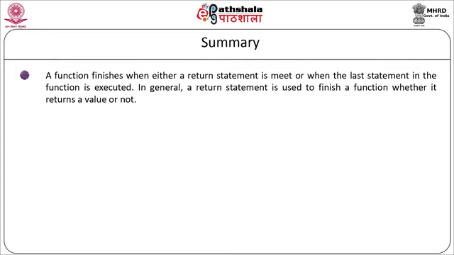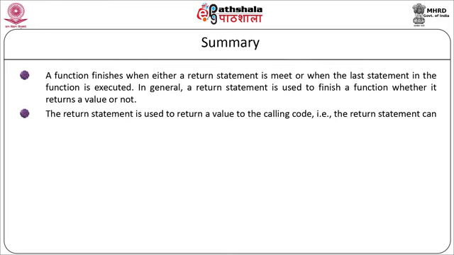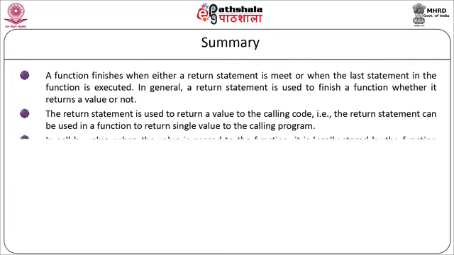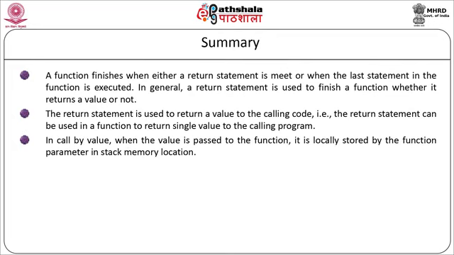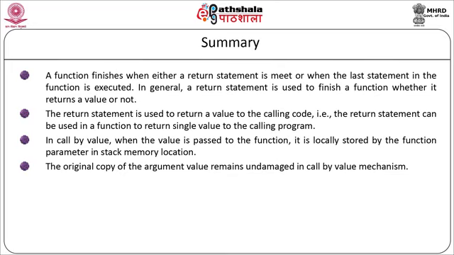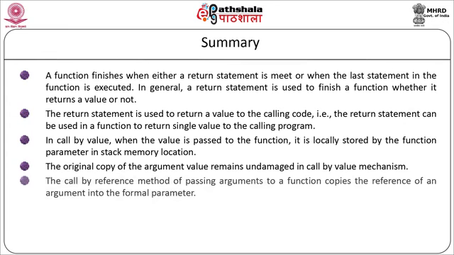A function finishes when either a return statement is met or when the last statement in the function is executed. The return statement is used to return the value to the calling code. In call by value, when the value is passed to the function, it is locally stored by the function parameter in stack memory location. The original copy of the argument value remains unchanged in the call by value mechanism. The call by reference method of passing arguments to a function copies the reference to an argument into the formal parameter.